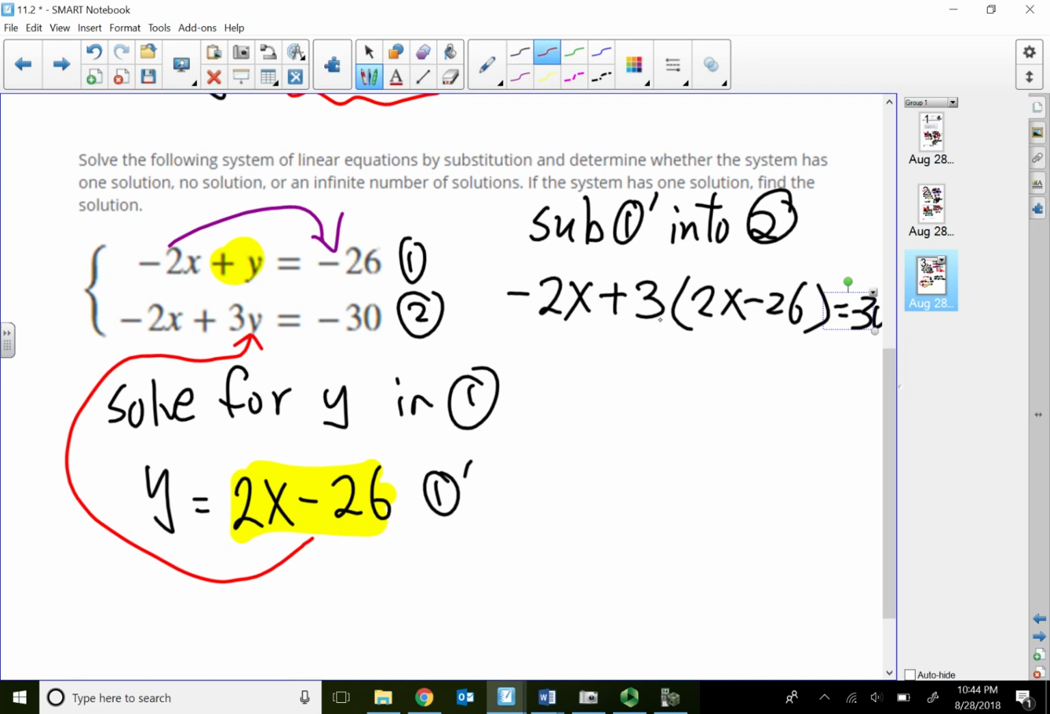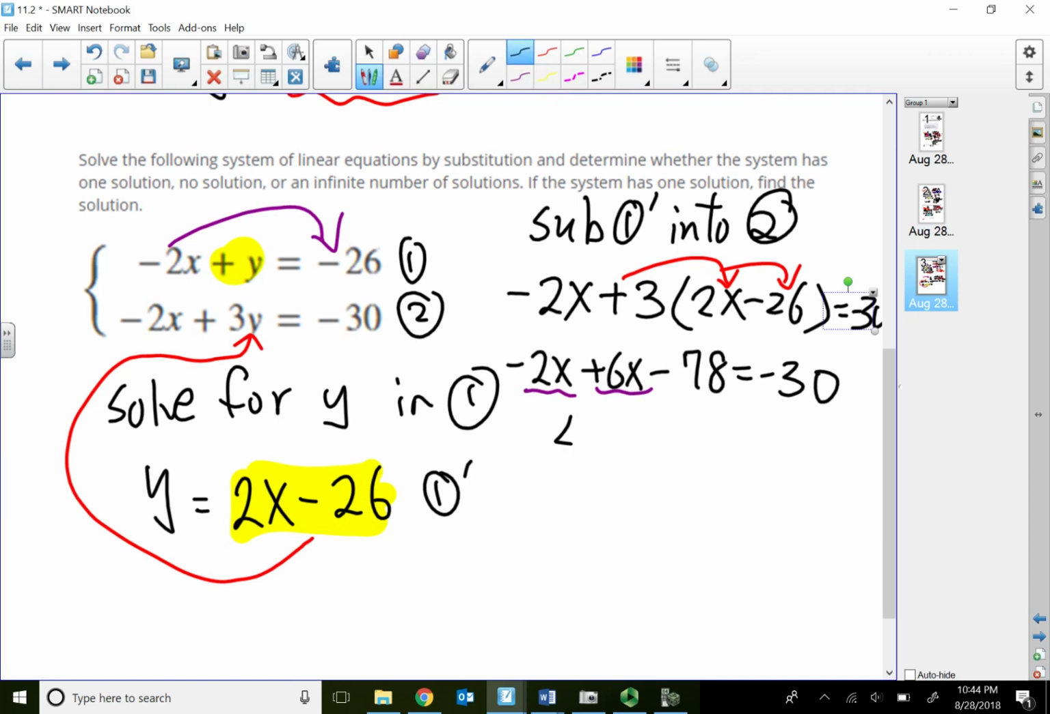All right, so my second term has parentheses, so we will do a quick distribution. So negative 2x is the same. Positive 3 times 2x is positive 6x. Positive 3 times negative 26 is negative 78, I believe. 3 times 6 is 18, carry 1. 6 plus 1, yep, equal to negative 30. All right, on the left side I can combine like terms, so I'm going to do that.